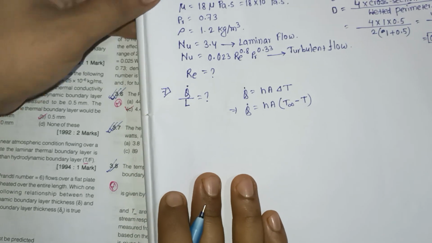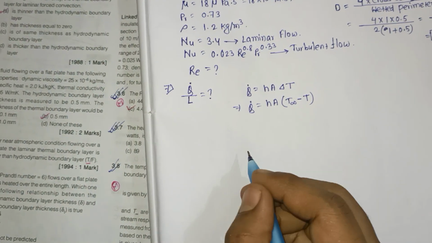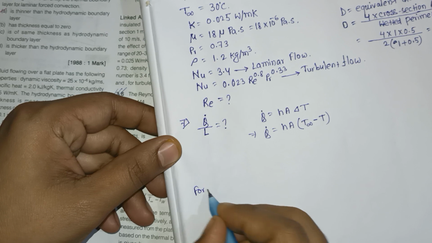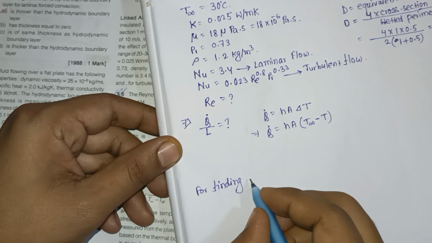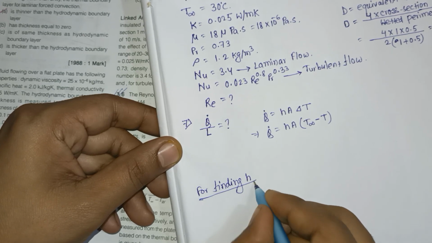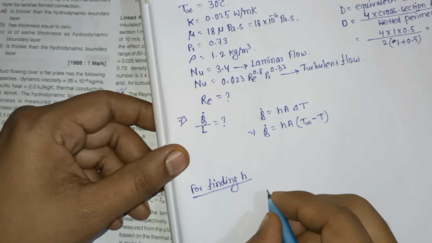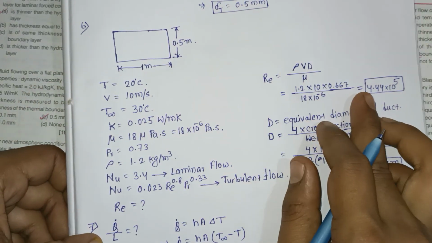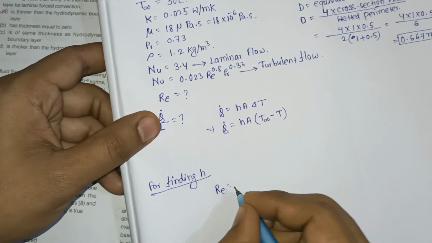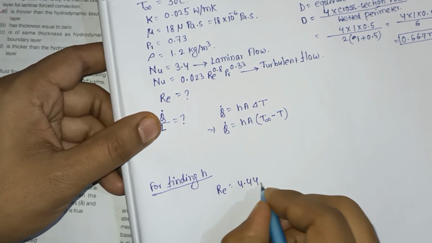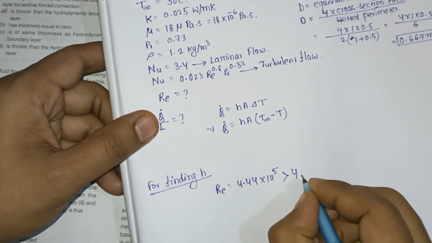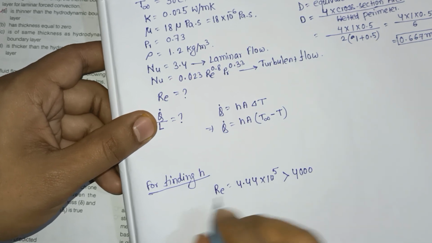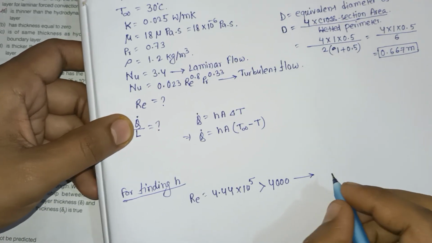How do we calculate the convection heat transfer coefficient? For finding small h, in this case the Reynolds number is equal to 4.44 into 10 to the power 5. This is greater than 4000. That's why this flow is turbulent flow.